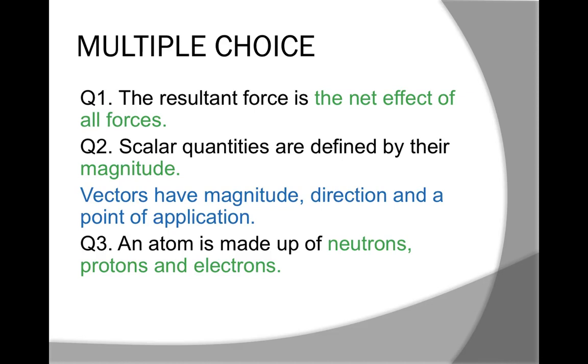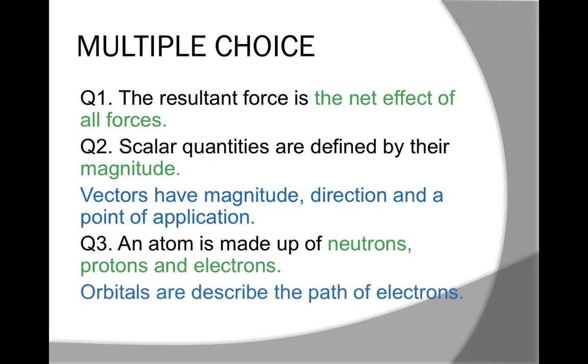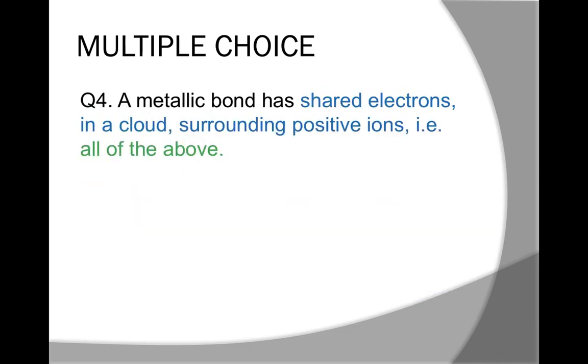Question 3. An atom is made up of neutrons, protons, and electrons. You should probably know the charges and locations of those things. So you should know that neutrons are neutral and live in the nucleus. Protons are positive and live in the nucleus, and electrons are negative and orbit. Orbitals describe the path of electrons. I'm just including that in there to further explain the questions.